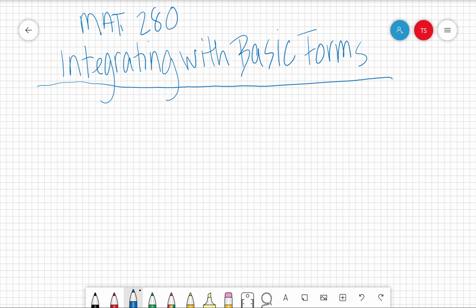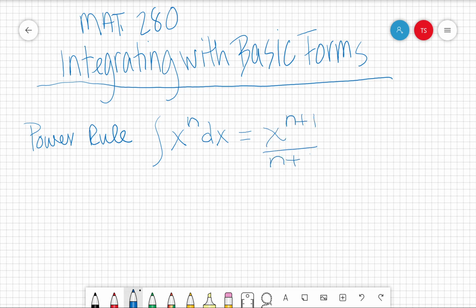So this video will be integrating with basic integral forms, basic antiderivative forms. So you should have a list of those forms available so you can see where we're getting this information. And the first is going to be just our basic power rule. So that's the integral of x to the n power dx is going to be equal to x to the n plus 1 over n plus 1 plus our constant of integration, plus c.